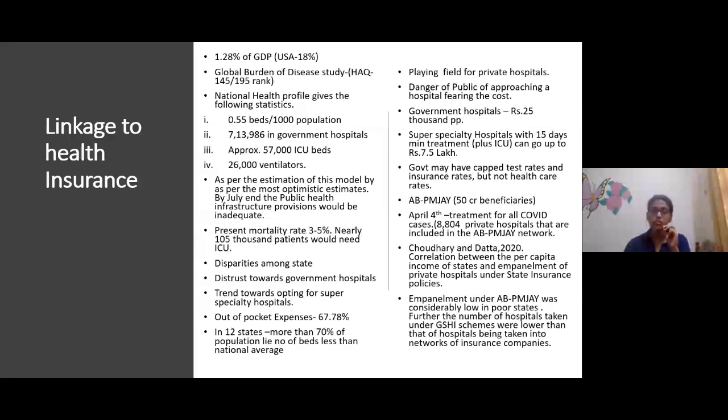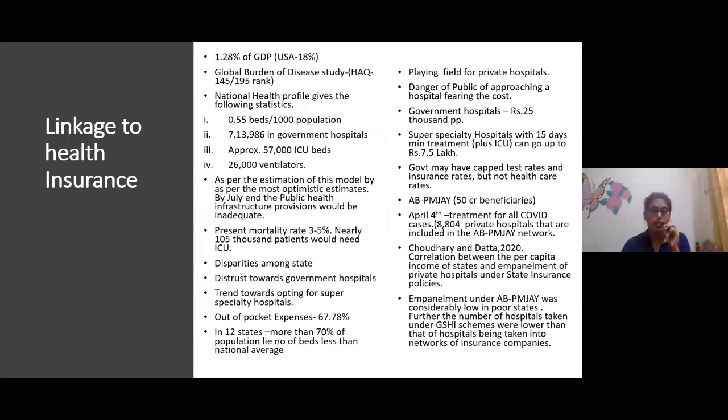Now there's a danger of the public not approaching a hospital fearing the cost. For example, for COVID treatments in government hospitals, the estimated cost would be 25,000. In a super specialty hospital, the average COVID treatment for 15 days with ICU coverage can go up to almost 7.5 lakhs. So the government has capped the test rates and the insurance rates, but the healthcare rates have not been capped.